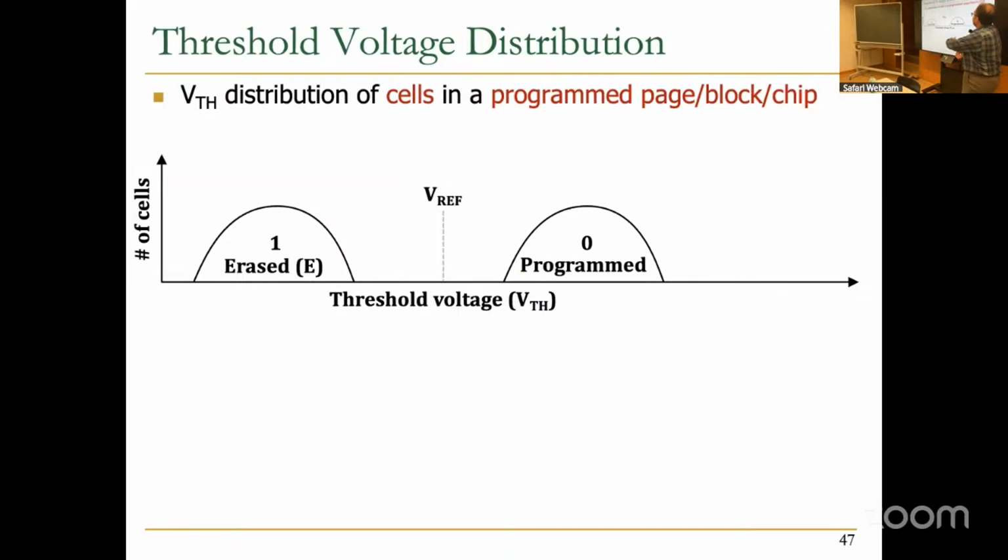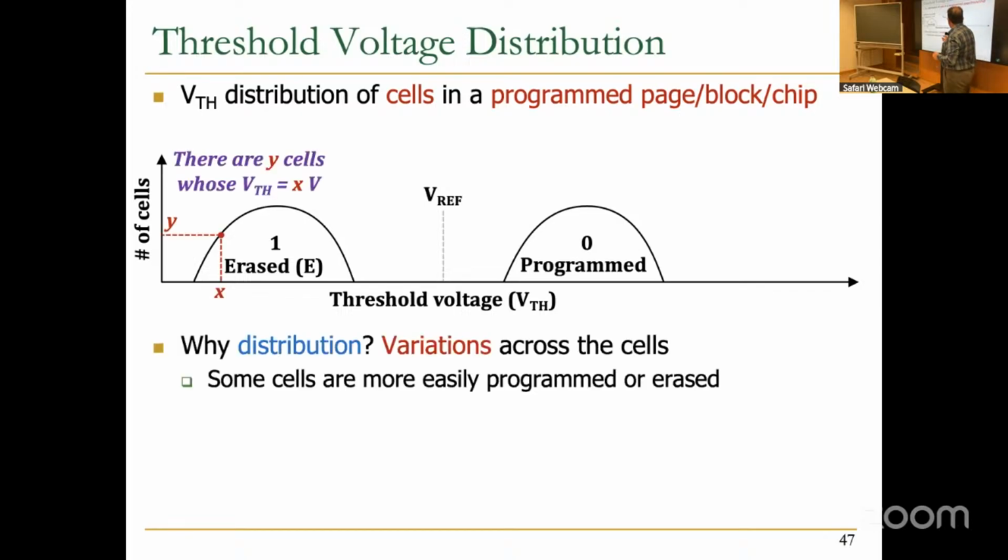Anyway, this is threshold voltage distribution. Essentially you have a reference voltage that we discussed, and then the nominal threshold voltage that we consider naively as only one place, but actually there is a distribution. And when you program, you also have a distribution. Why do you have this kind of distribution? Because we have variations across the cells. Some cells are more easily programmed or erased, and that's why you have different nominal and also program threshold voltages. It's not fixed because of the process variation.